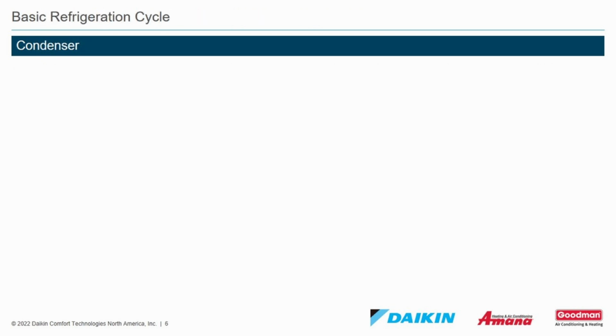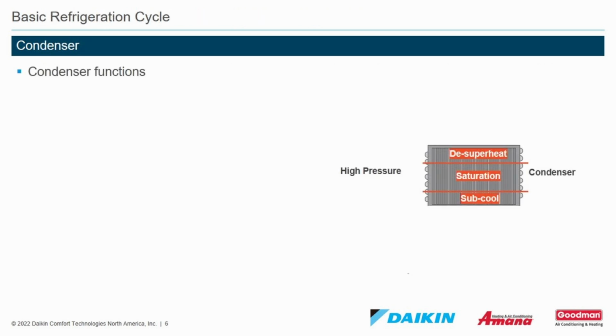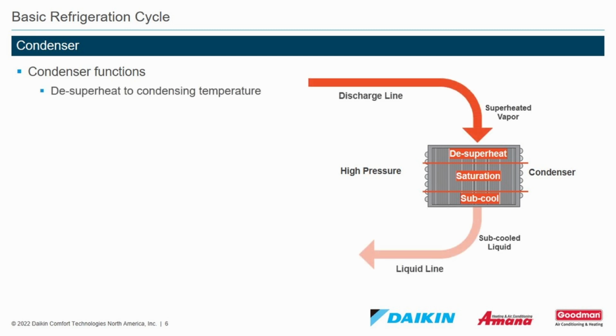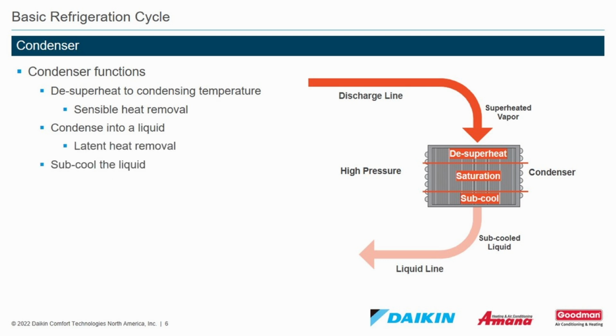Now let's look at the condenser. The condenser functions to de-superheat the refrigerant to condensing temperature, sensible heat removal, condense the high-pressure vapor refrigerant into a liquid, remove latent heat, subcool the liquid refrigerant, and remove sensible heat.